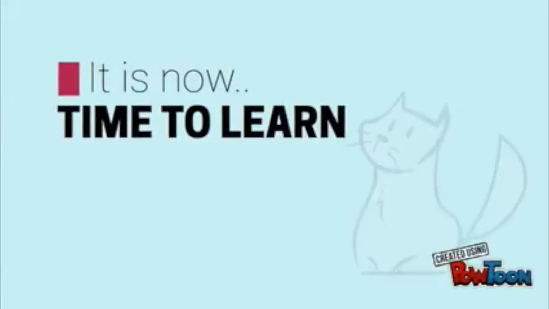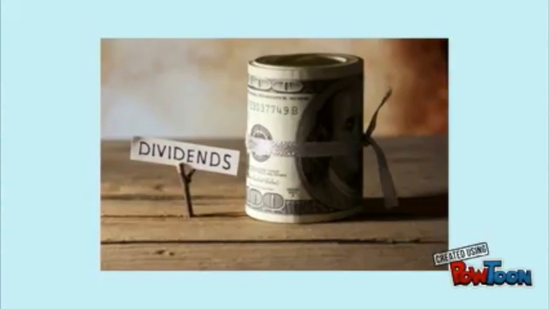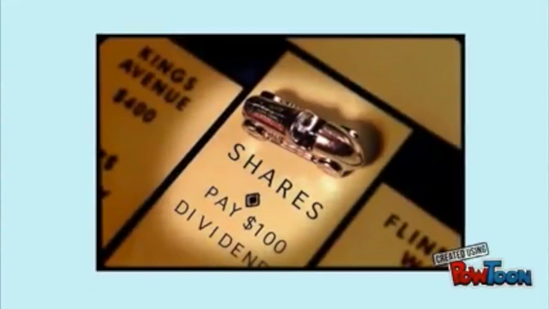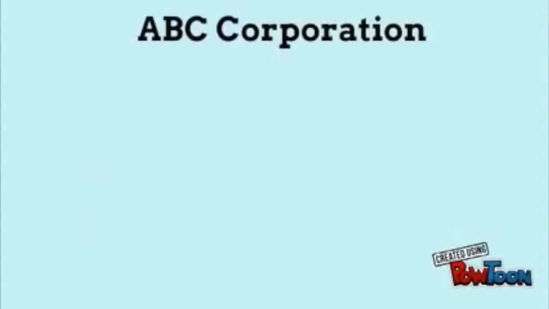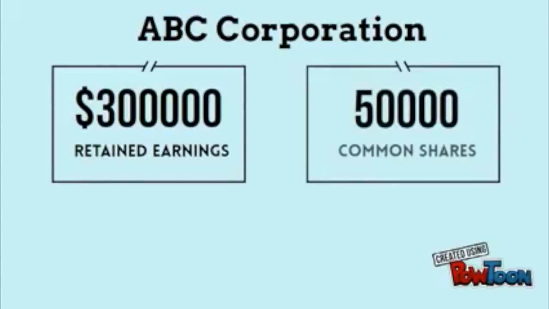It is now time to learn stock dividends. Stock dividends are similar to cash dividends but are distributed in shares instead of cash. To demonstrate stock dividends, assume that ABC Corporation has $300,000 in retained earnings and 50,000 common shares.